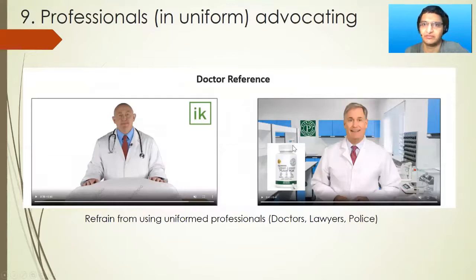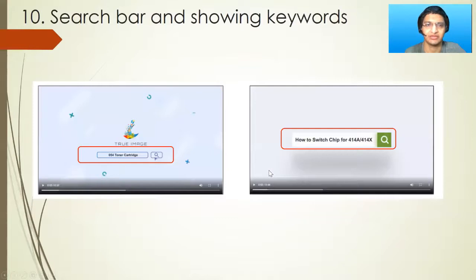Ninth is use of professionals advocating your product. So use of doctors, lawyers, police, or any other uniformed professionals advocating your product is not permissible in Amazon. And coming to the last part is showing a search bar and including keywords which could influence customers to start searching in a specific way is not allowed to be featured within a video ad.